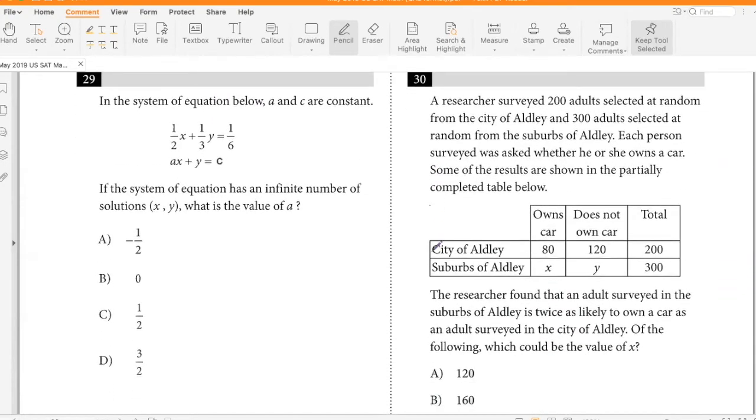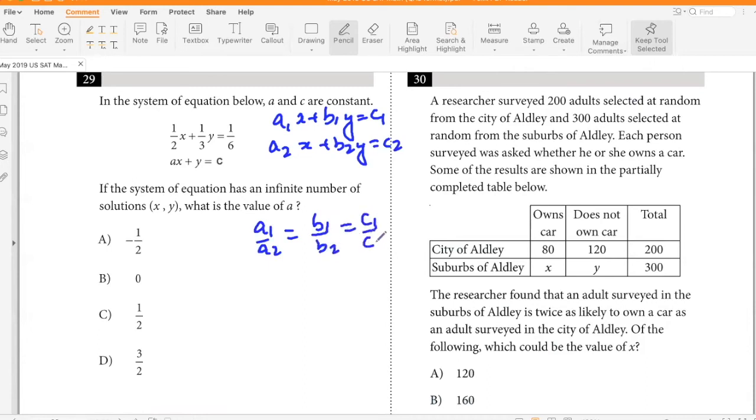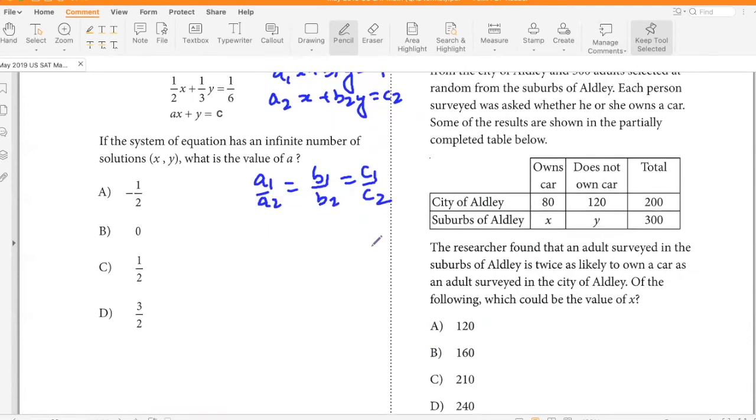Okay, in the system of equations below, a and c are constants. If the system of equations has an infinite number of solutions, what is the value of a? Okay, so when we have a system a1x plus b1y is c1 and a2x plus b2y is c2, for infinite solutions, a1 by a2, b1 by b2 and c1 by c2 should all be equal. So 1 by 2a is 1 by 3, and that is 1 by 6c. So we need to find a, so we can use 2a is 3, so a is 3 by 2. D.